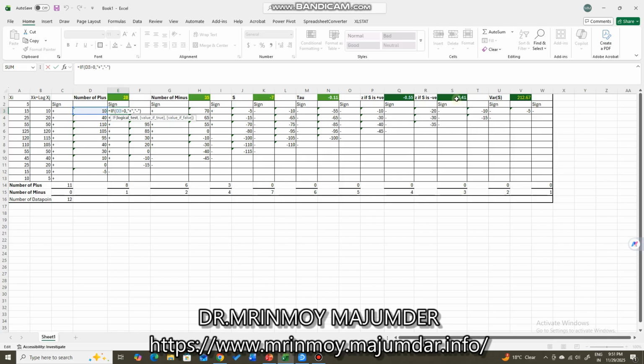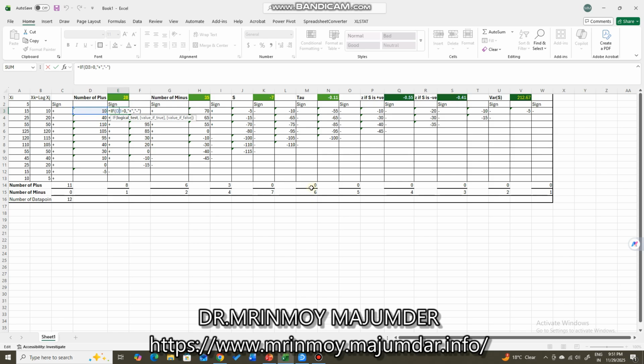So as our AC is minus, I have to take the Z value as minus 0.41. Variance AC is calculated beforehand. So if our Z is minus 0.41, then I have to find out the critical value of Z.